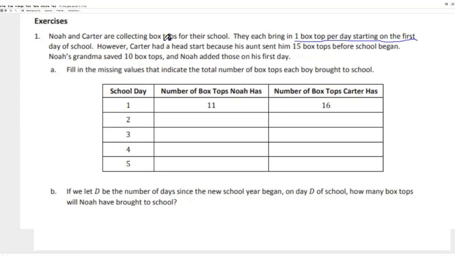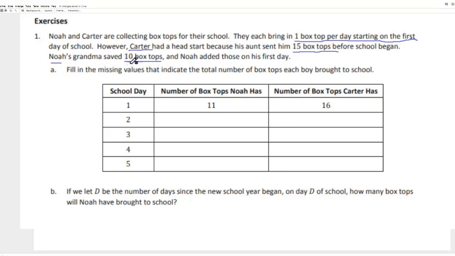It says, however, Carter has a head start because his aunt saved 15 box tops. So right now he's starting off with 15 box tops even before the first day of school, before school began. Noah's grandma saved 10 box tops, so Noah is starting off with 10 here, and Carter is starting off with 15. So once again, they're each going to bring box tops 1 per day. Carter is starting with 15 and Noah with 10. Those are the important pieces of information from this statement up here.